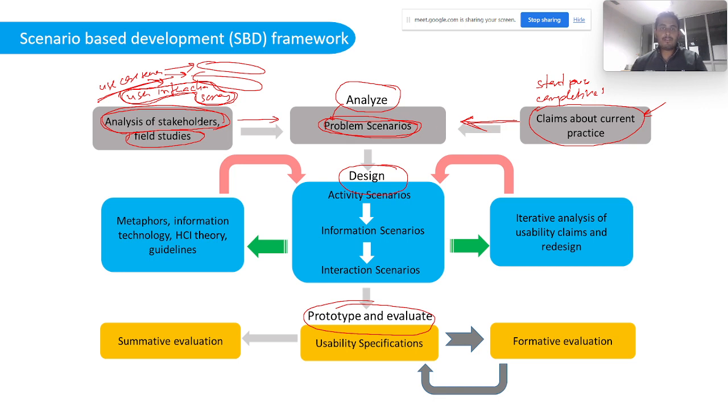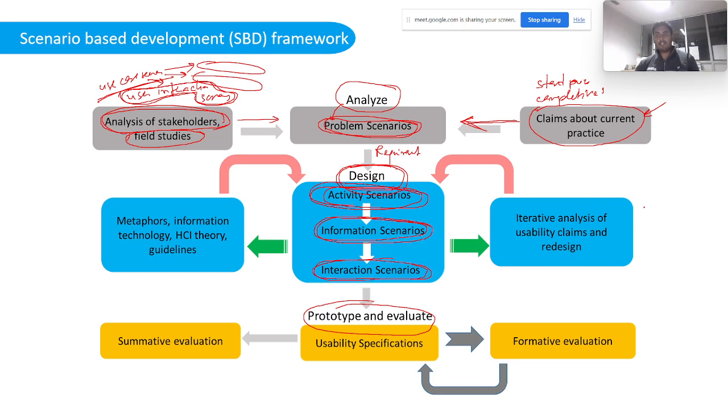So after the analysis process, you come to the design phase. Once you understand the problem scenarios, you come up with a set of requirements. Next, you design various activity scenarios, where you plan how the user will perform certain activities. Then you design the information scenarios, like what sort of information the person will get and how. And then you define the interaction scenarios.